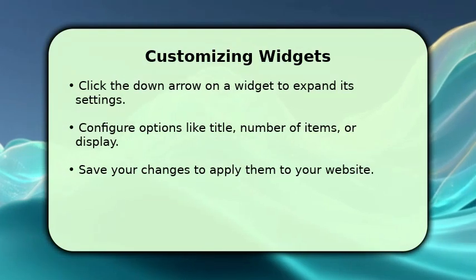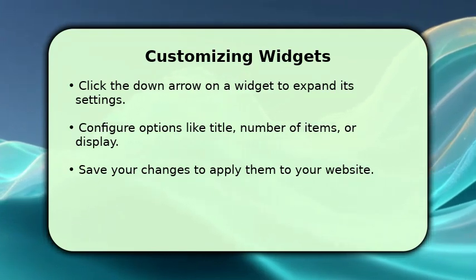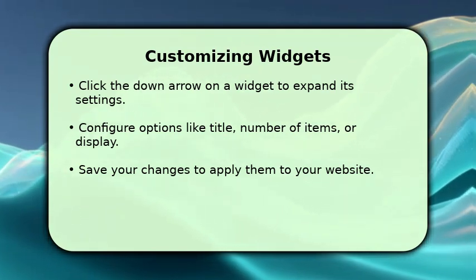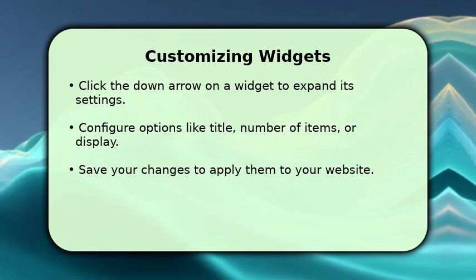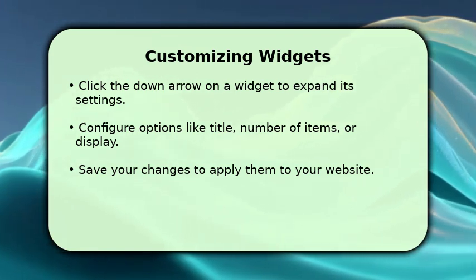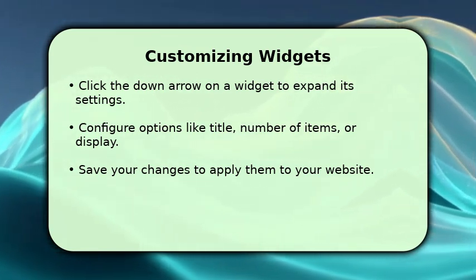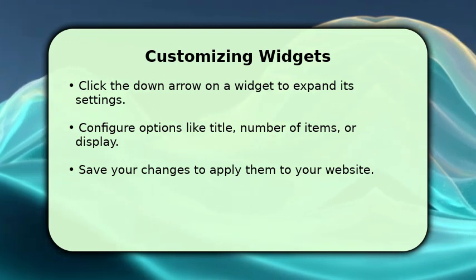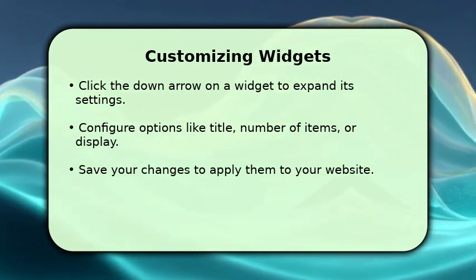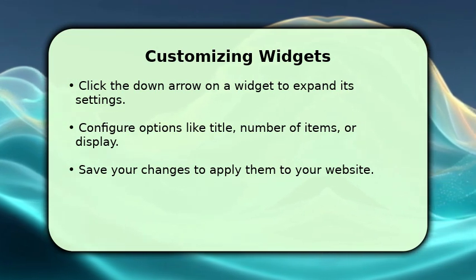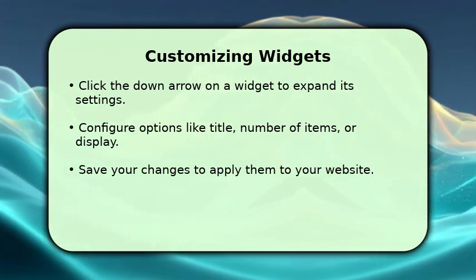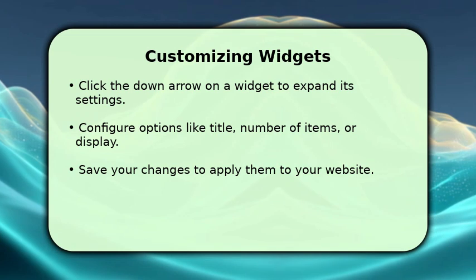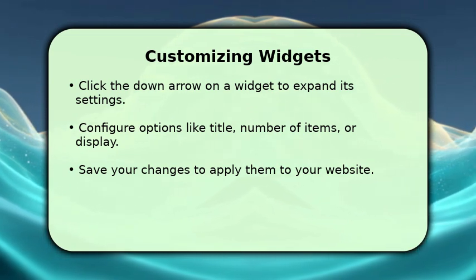Once a widget is in your sidebar, you can customize its settings. Click the small down arrow next to the widget's title to expand its options. Depending on the widget, you might be able to change its title, specify the number of items to display, or set other preferences. After making your adjustments, always remember to click the Save button to ensure your changes are applied and visible on your live website.